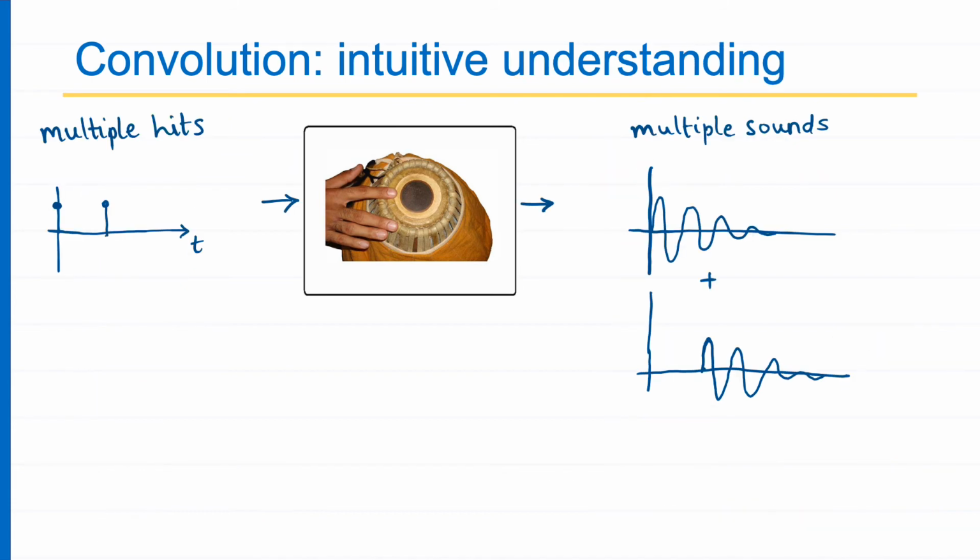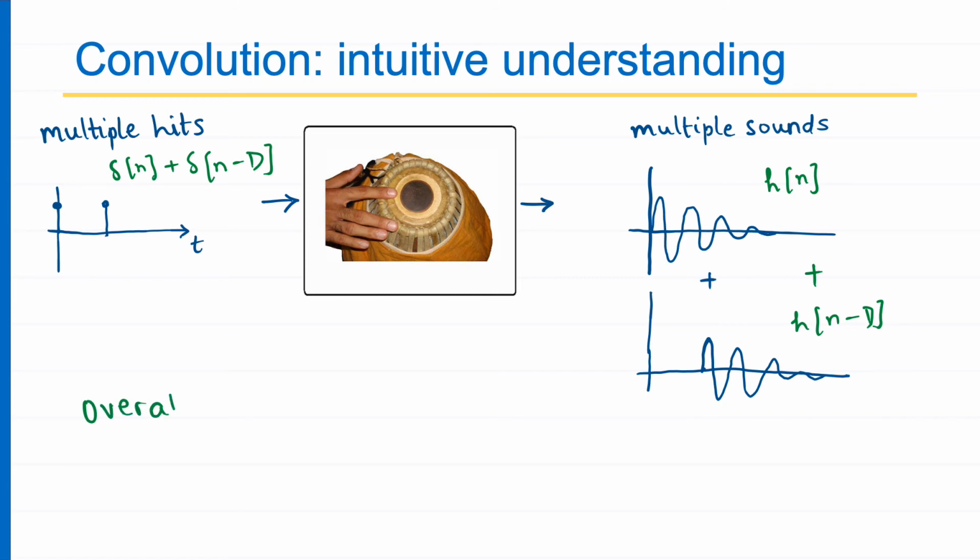Now let's look at multiple hits. Now my input is delta n plus delta n minus capital D. This is my input. What is my output? It's h of n plus h of n minus capital D. So the output is the sum of these two.